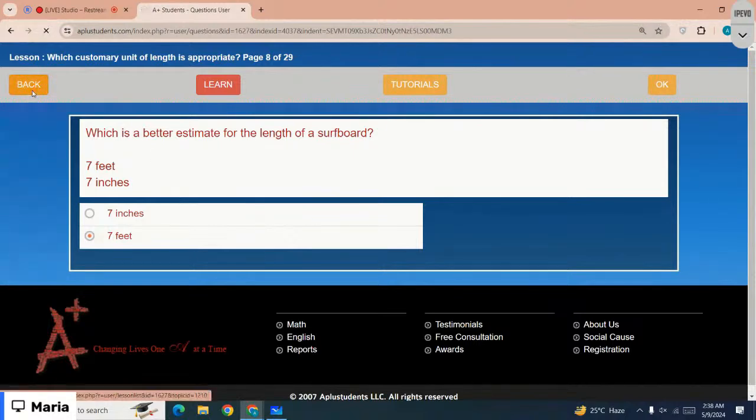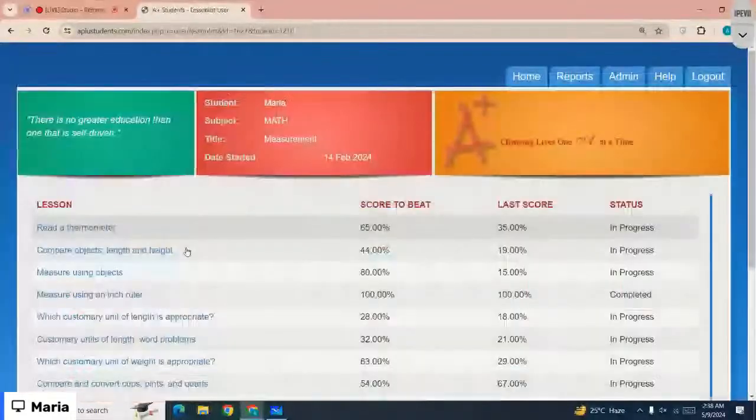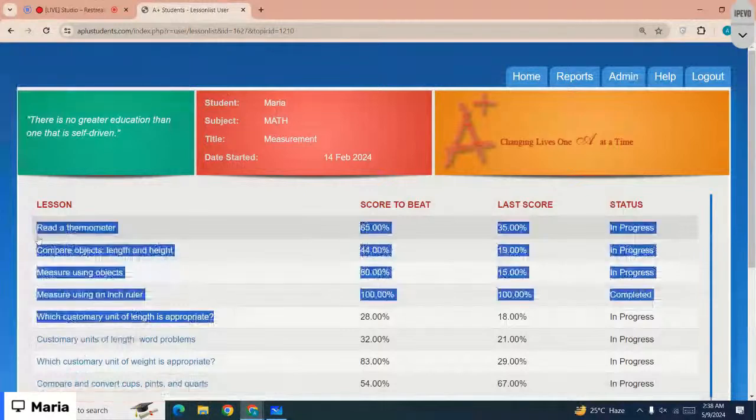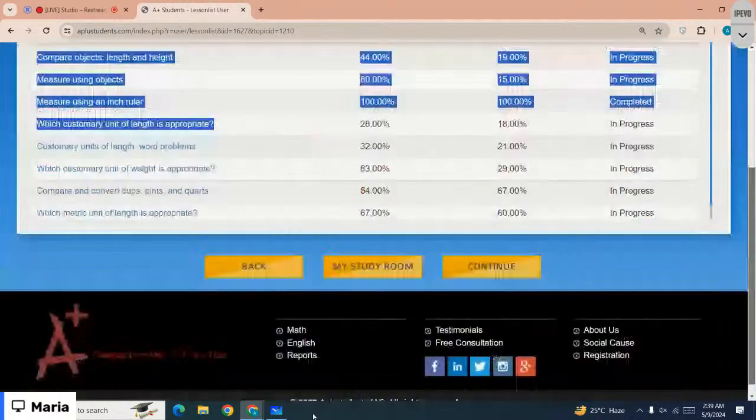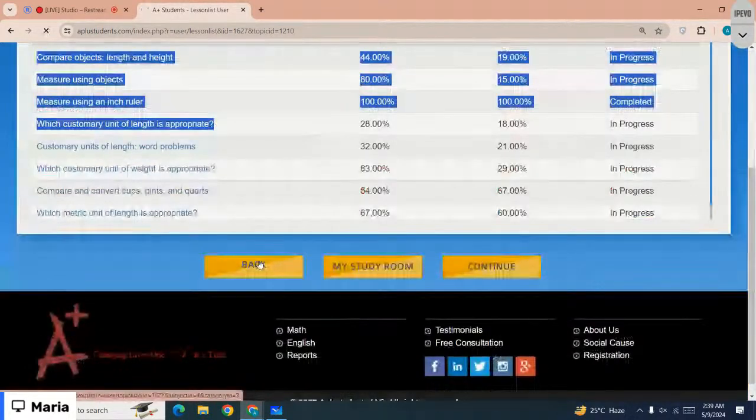So, we were working on grade 1 math. The chapter we're working on is measurement. The lessons we have covered today are read a thermometer, compare objects' length and height, measure using objects, measure using an inch ruler, and which customary unit of length is appropriate. So please make sure before the next session you complete all the practice questions for the lessons we did today. That is your homework until the next session, right?